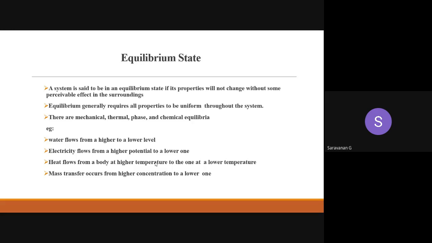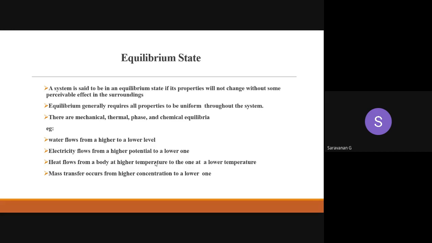What do you mean by mechanical equilibrium? There should not be any unbalanced force. Thermal equilibrium means the temperature should be uniform. In chemical equilibrium, the chemical compositions are in equilibrium throughout the system. Only then is the system said to be in thermodynamic equilibrium, if it satisfies thermal, mechanical, and chemical equilibrium.